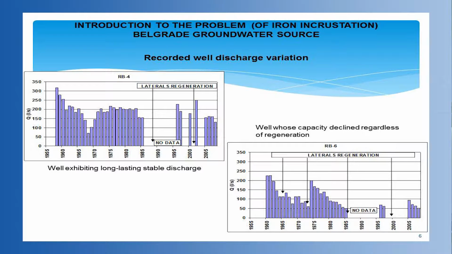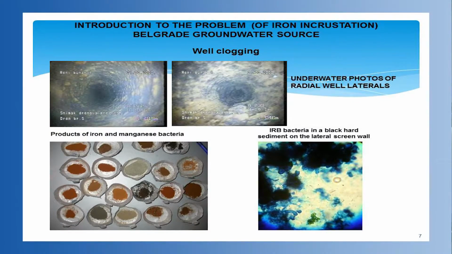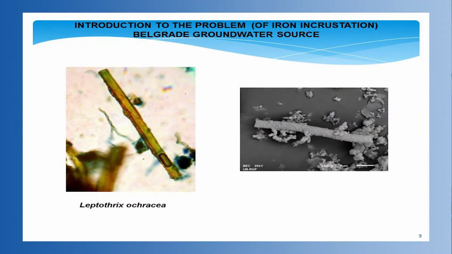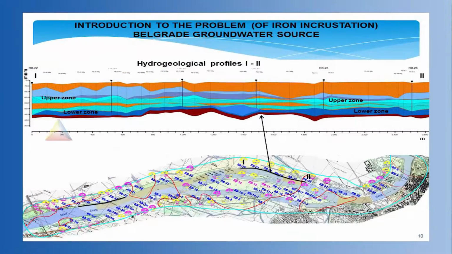Two wells, yielding of the wells: you see one well is with relatively constant discharge, very good, the other well with decreasing discharge, and it depends on the process of clogging. This picture is a picture of a lateral inside. Some of the bacteria which cause the clogging, Gallionella and Leptotrix. And now one lithologic profile of a water source, part of the water source.